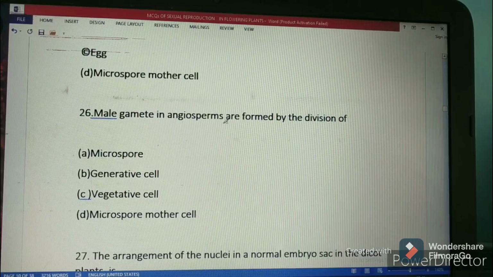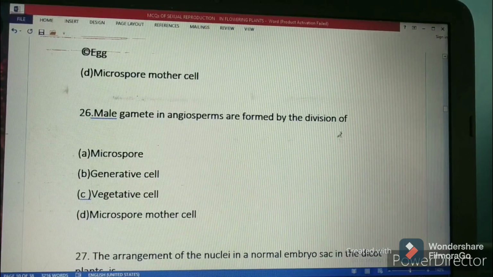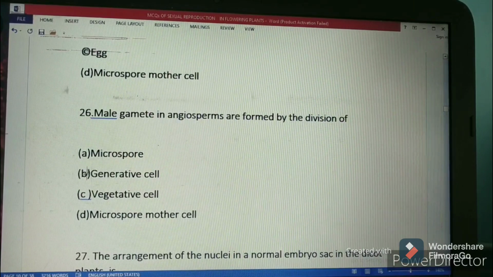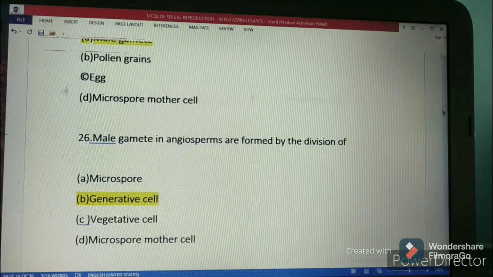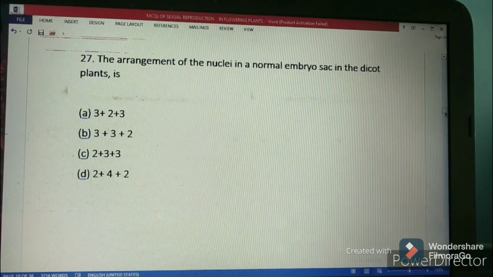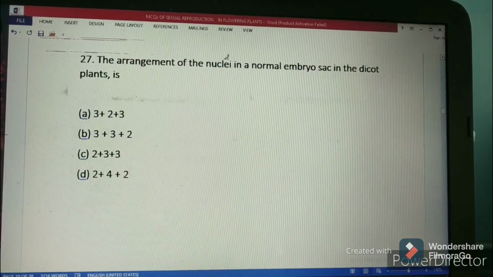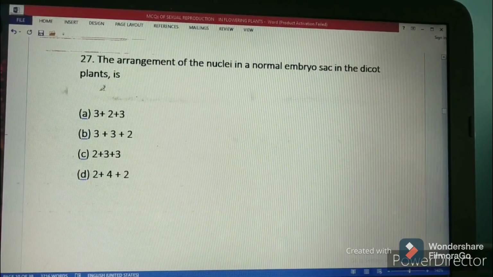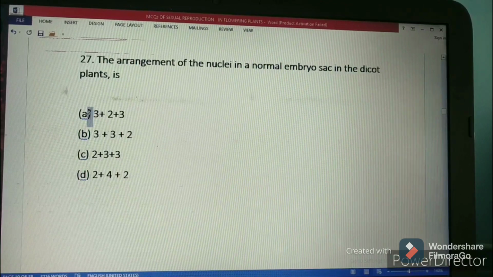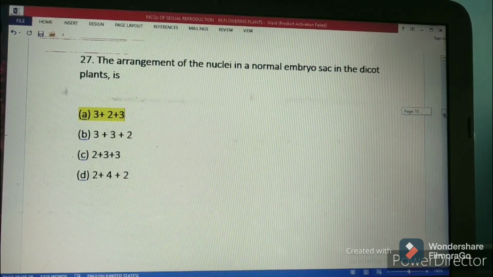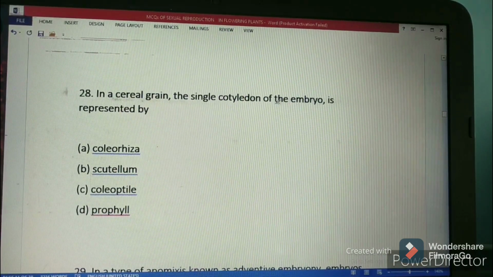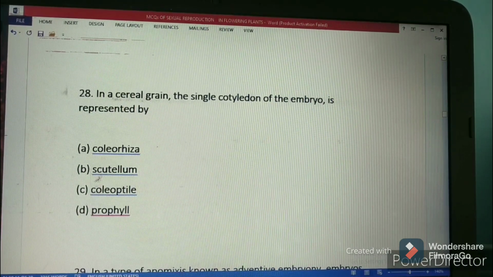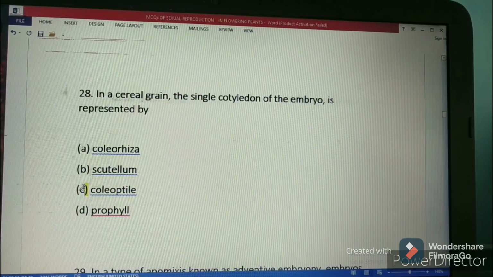Male gametes in angiosperms are formed by the division of generative cell. The arrangement of the nuclei in a normal embryo sac in the dicot plant is 3 plus 2 plus 3. A is the correct answer. In a cereal grain, the single cotyledon of the embryo is represented by coleoptile.